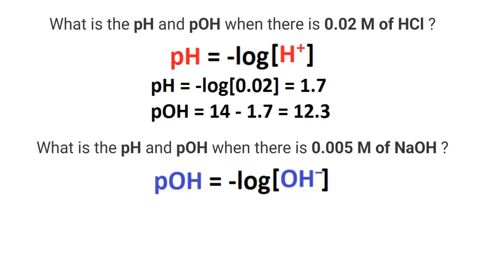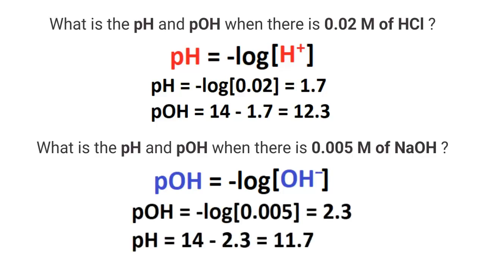If we're given OH, so for example, if there's 0.005 molar of NaOH, so now we know the OH concentration, we plug it into our formula. pOH equals negative log of 0.005. We put that in our calculator and we get 2.3. To get the pH, we subtract from 14, so 14 minus 2.3 gives us 11.7.